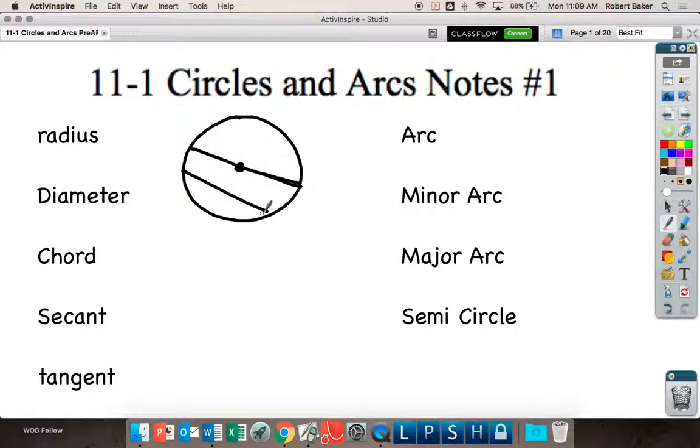Okay? So, radius, we all kind of know that one. Center to edge. Diameter, you're pretty comfortable with that one. Edge to edge through the center. Chord, just edge to edge. Okay? It can go through the center, it cannot.